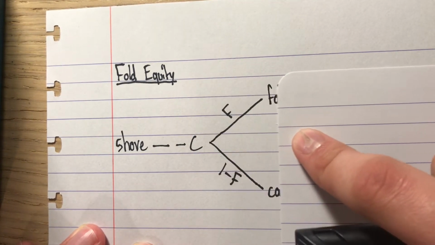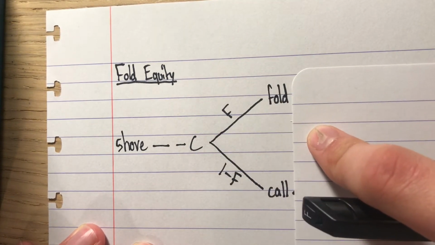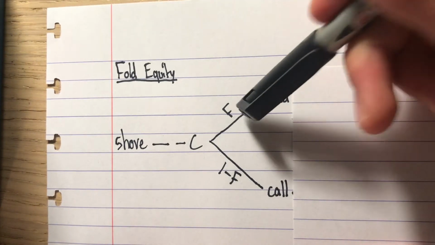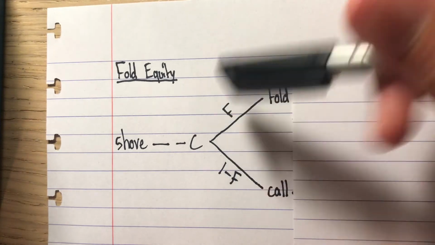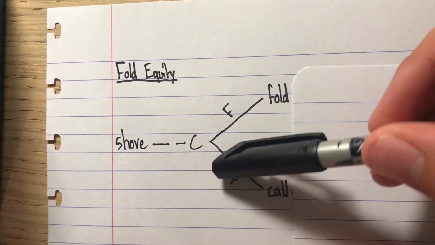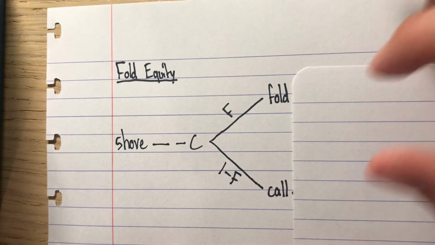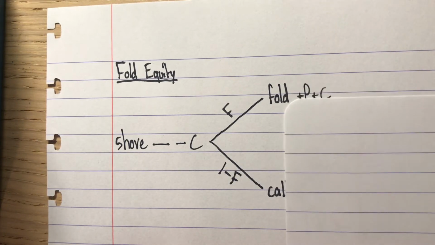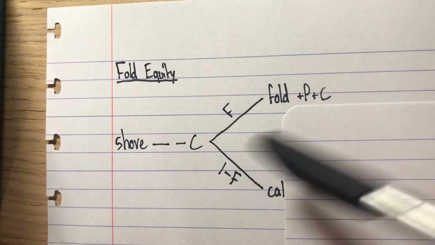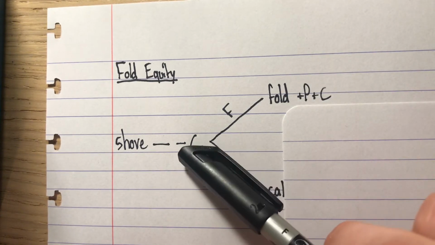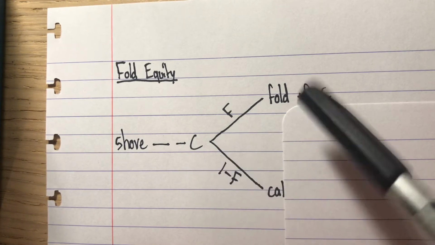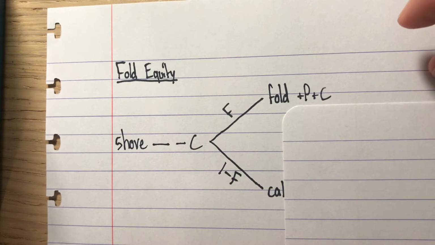Now, once we've shoved, our opponent has two options. He can either fold an F frequency amount of time, which is what we're going to find, since we're trying to find our fold equity, or he can call, which will just be the inverse of folding. If he folds, we'll get the pot, but we will also regain this negative C lost value. We'll regain it because it's dead money, we won it.